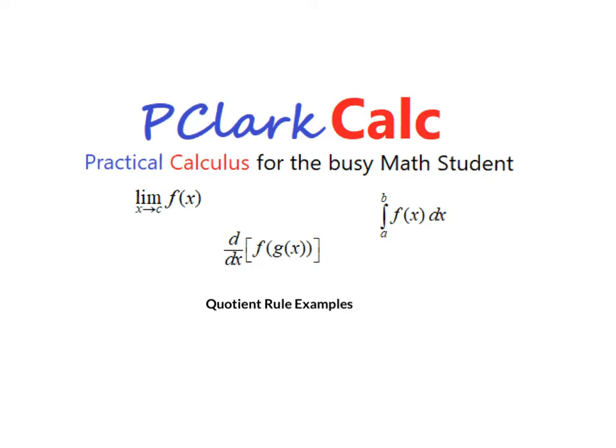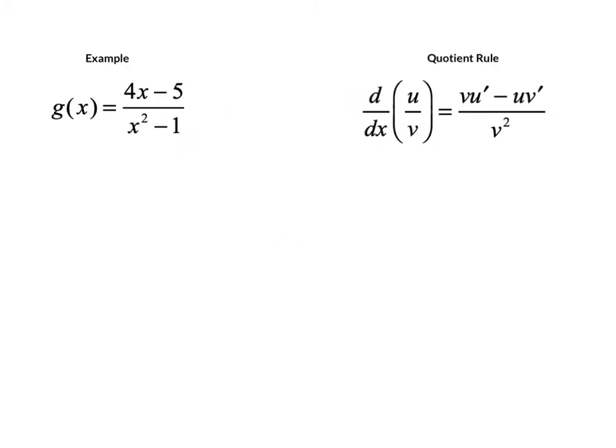In this video we're going to take a look at a couple of examples that use the quotient rule for derivatives. Here we're looking at the rational function g of x equals 4x minus 5 divided by x squared minus 1. And in order to find its derivative, we're going to have to use the quotient rule. And the quotient rule is the rule for taking the derivative of a fraction.